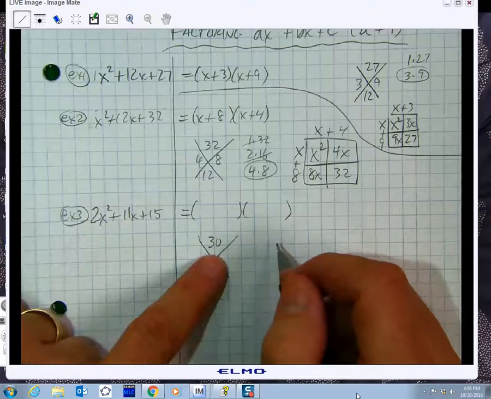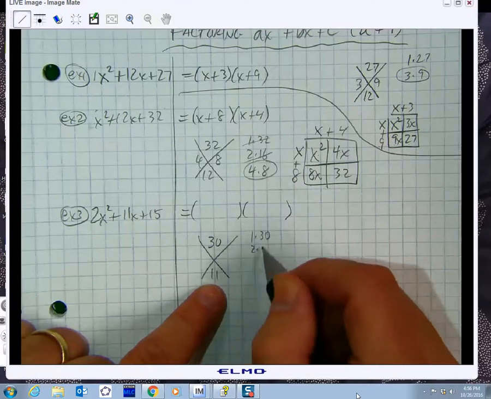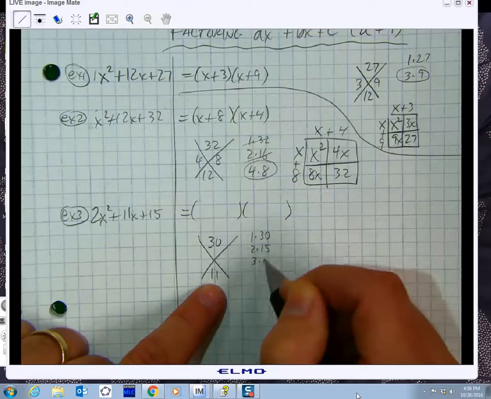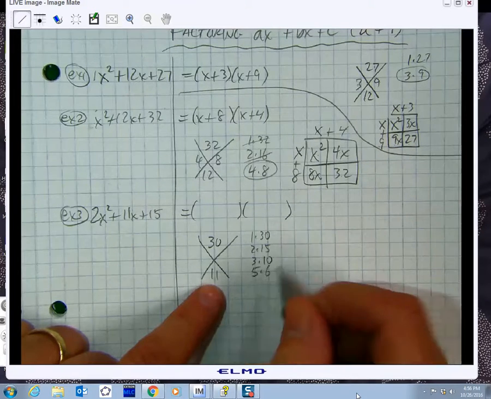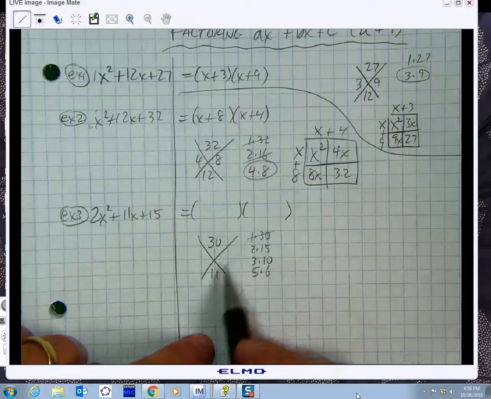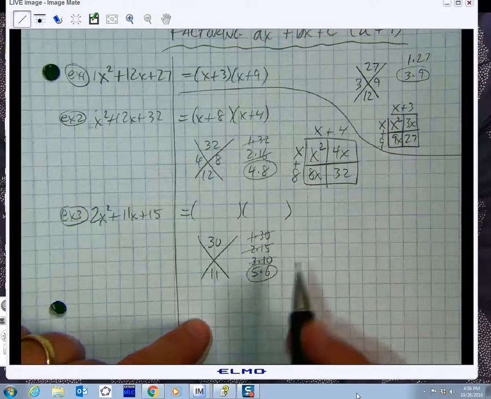You can go through your list. 1 times 30, 2 times 15, 3 times 10. 4 does not go into 30, but 5 times 6 does. These do not add up to 11. These do not either. These add to 13. These do. So it'll be a 5 here and a 6 here.